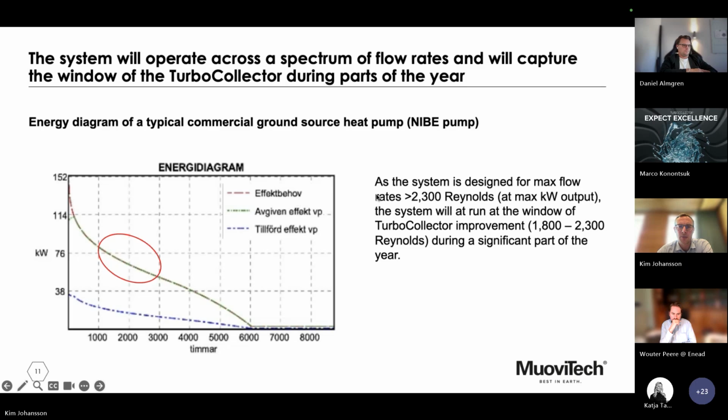And the modern heat pumps normally regulate the circulation pump when we are not in peak load. So when the system is not working at 100%, the circulation pump slows down a bit, and then we risk having a more laminar flow, which lowers the heat transfer. But by using the TurboCollector, we could increase this window where we have a good heat transfer, even in part loads.